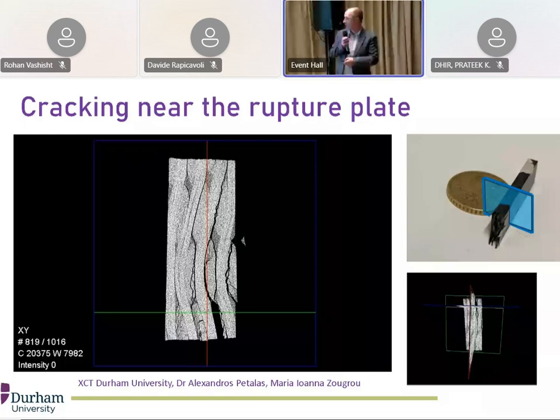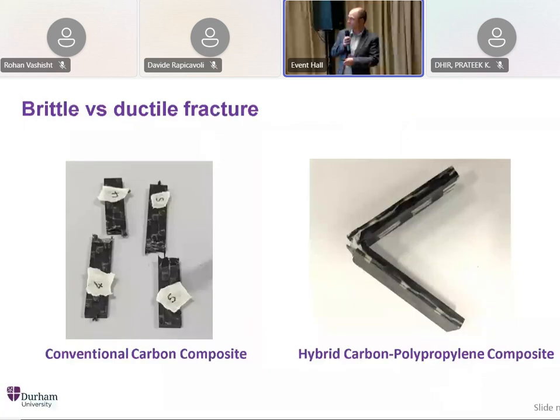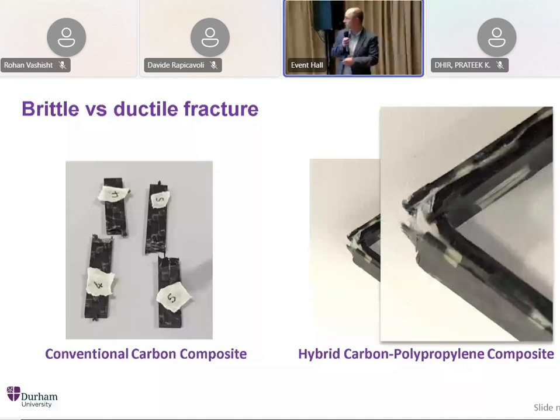Next slide. So this is a comparison of this conventional carbon that I was showing you that breaks into 2 parts. But now when we introduce the polypropylene soft yarns that I showed you before, there is no rupture anymore. The 2 parts remain connected after the impact. Next slide. This is the close-up view. You can see the polypropylene yarn fibers are still there.